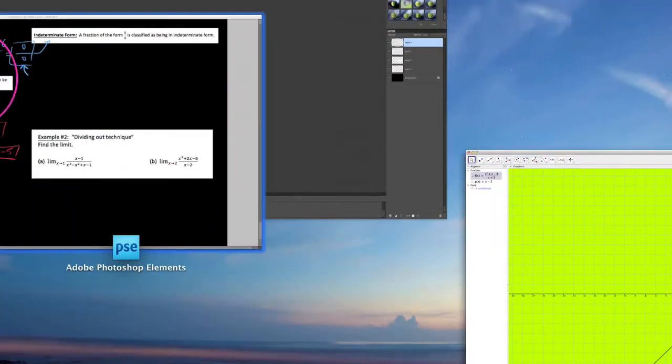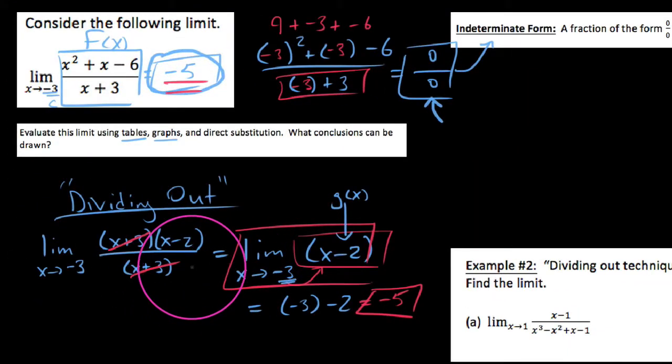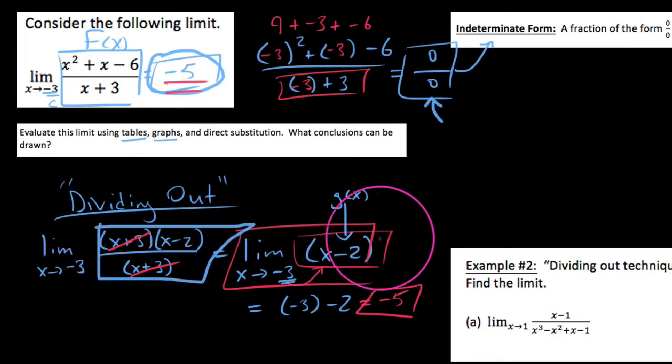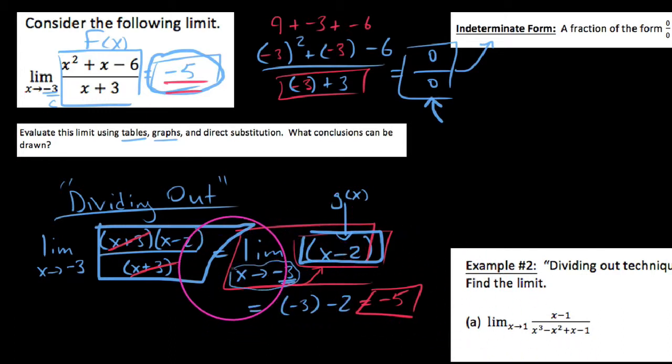We could see clearly here, hey, look, it looks like it's getting really close to a height of -5 as we come in from the left and right of -3. So, essentially, the dividing out technique basically states that if this function right here and this function right here, although they are two different functions, agree at every single spot except for this particular spot right here at x equals -3, then they have the same limit at that point.